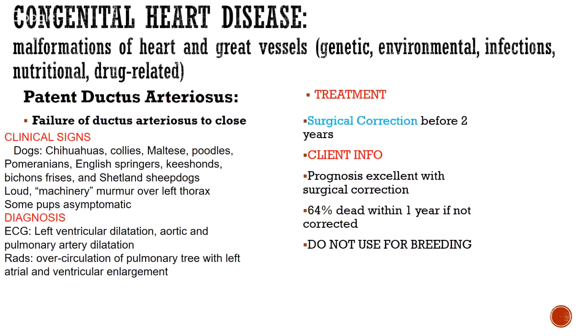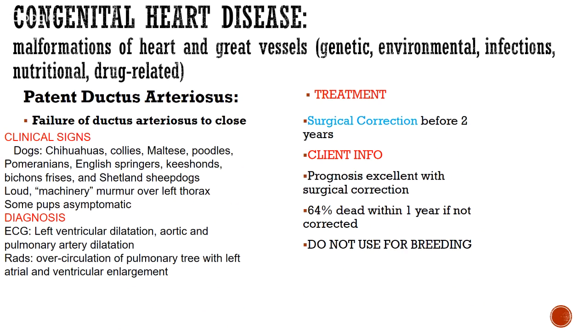Congenital heart disease. These are malformations of the heart and great vessels. There are genetic, environmental, infectious, nutritional, and drug-related causes of congenital heart disease. There are several that we're going to talk about. The first one is patent ductus arteriosus, and this is the failure of the ductus arteriosus to close. Now you're going to ask me the question, what is a ductus arteriosus? And I will tell you, a ductus arteriosus is in a fetus a normal vessel that shunts around the lungs.